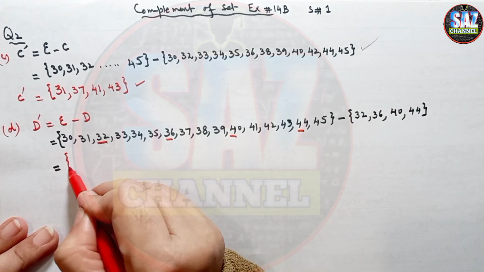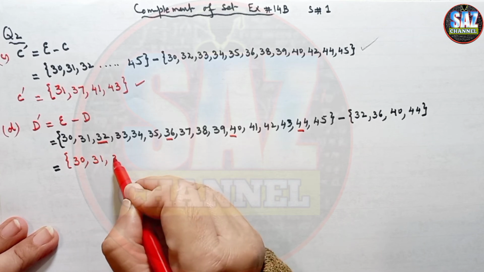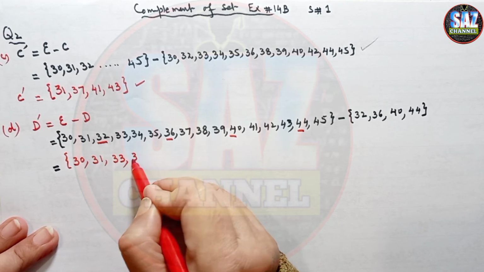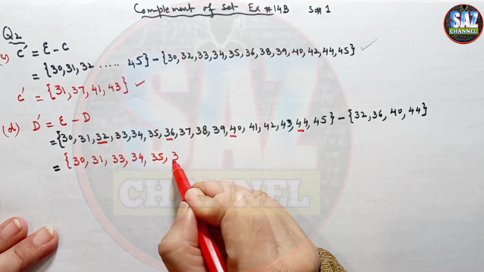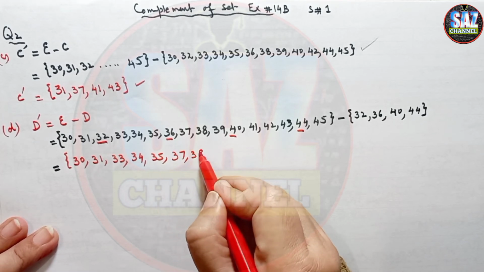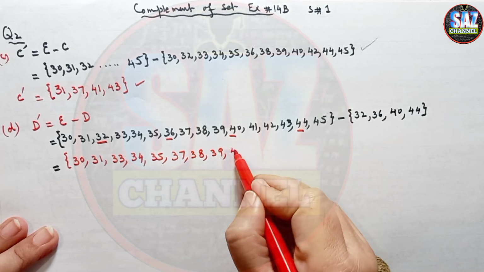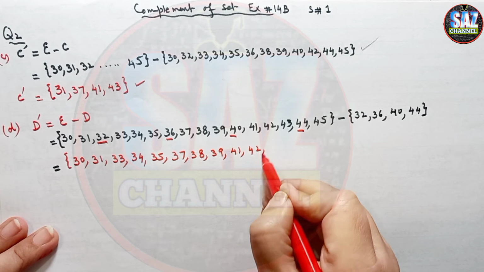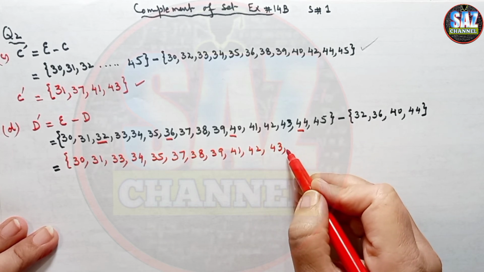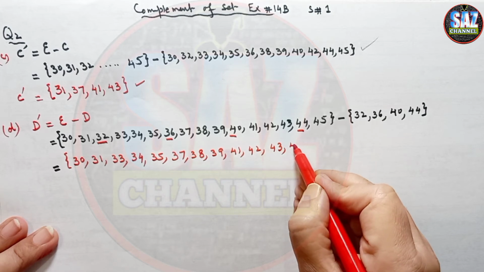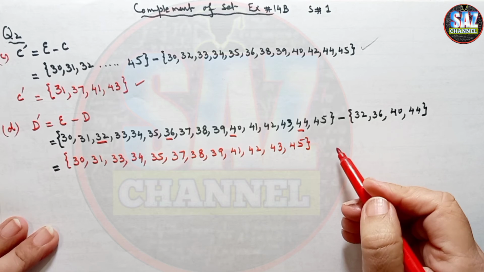So the universal will contain 30, 31, 33, 34, 35. Then I have to skip 36, 37, 38, 39. Then we have to skip 40, 41, 42, 43. Then I have to skip 44. Then the last element will be 45 in D complement. I hope you are clear about this part.